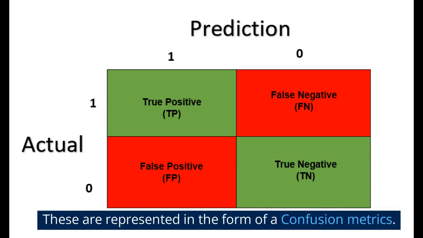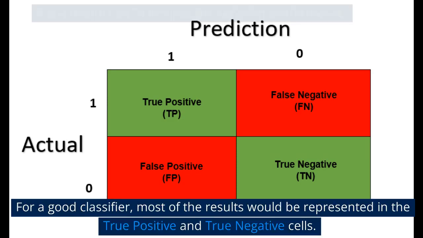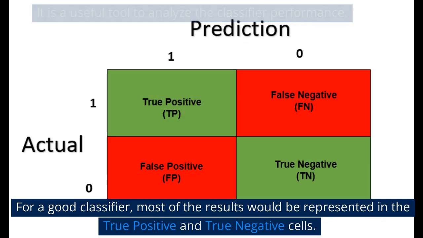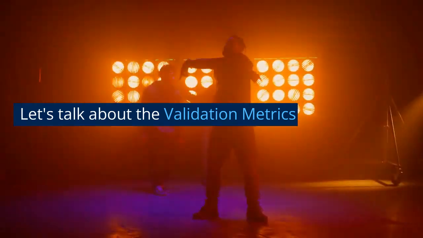These are represented in the form of a confusion matrix. Confusion matrix is a useful tool to analyze the classifier performance. For a good classifier, most of the results would be represented in the true positive and true negative sets. Let's talk about the validation matrix.